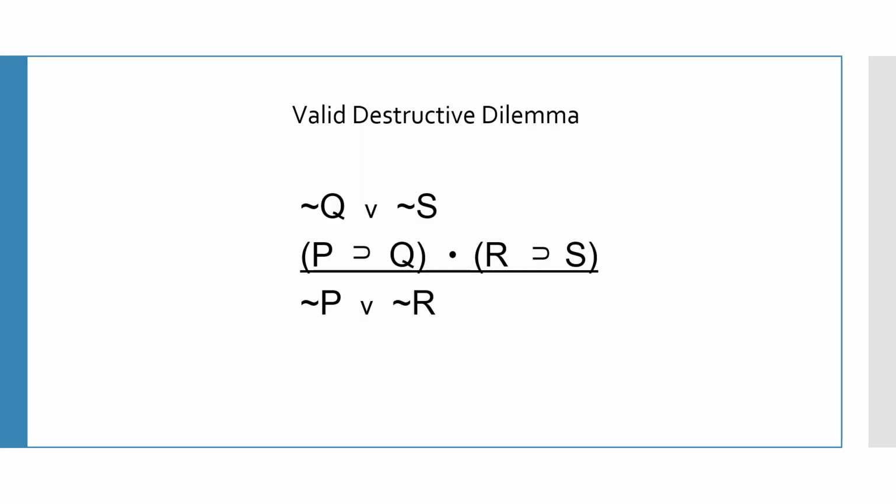So this is a valid destructive dilemma, or an example of one. And of course, things can get really complicated. The basic rule we talked about earlier on in this video about affirming and denying applies here, just like it applies to modus ponens, modus tollens, and to pure hypothetical syllogisms. When I say affirming and denying, make sure that it is always relative to the original case.